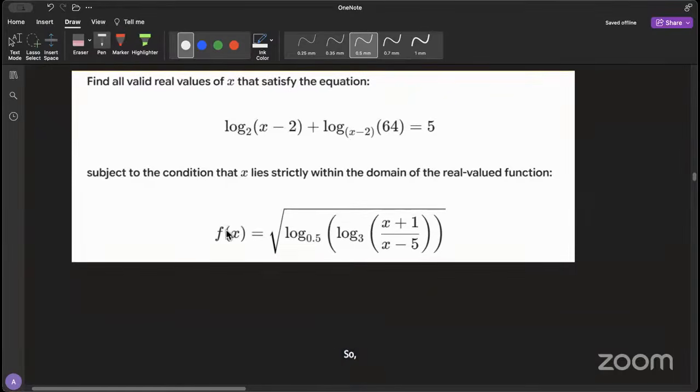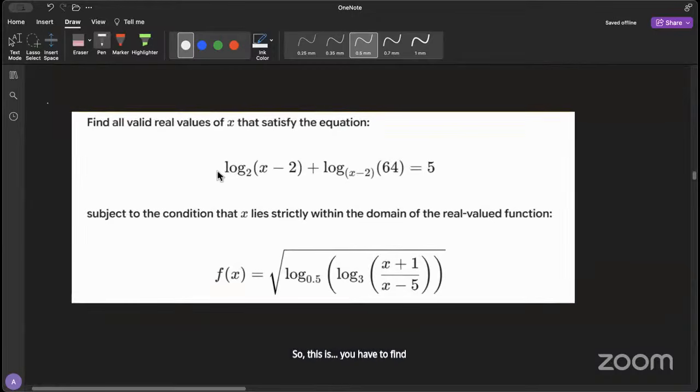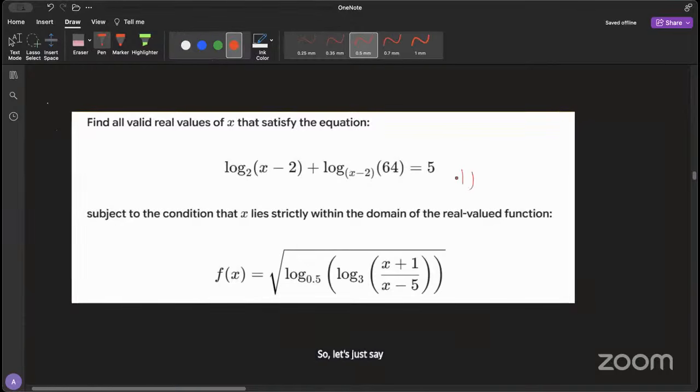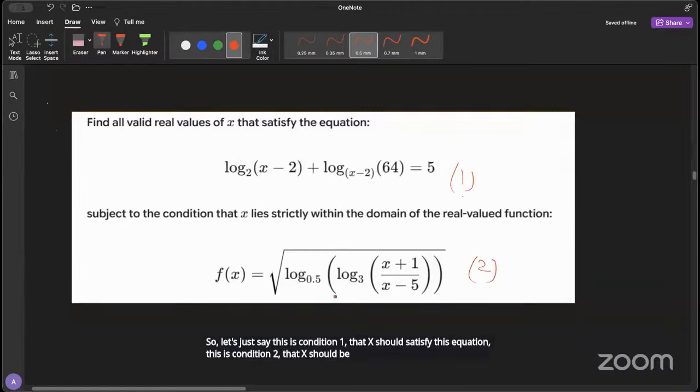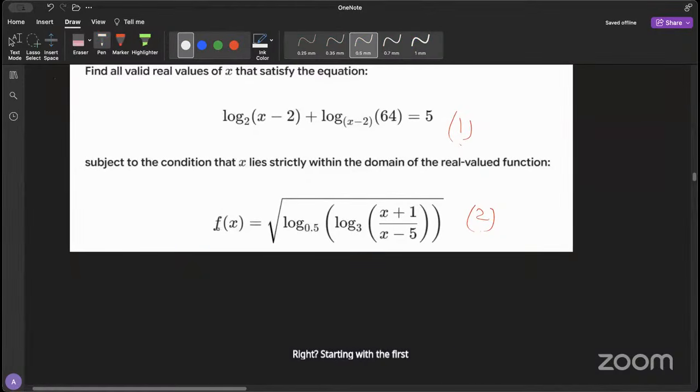So we'll do this here then. You have to find the solution of this, the value of x, such that it satisfies this equation, and that x should lie in the domain of this. So let's say this is condition 1, that x should satisfy this equation. This is condition 2, that x should be in the domain of this one, right? So starting with the first one, let's find the solutions of this equation first.